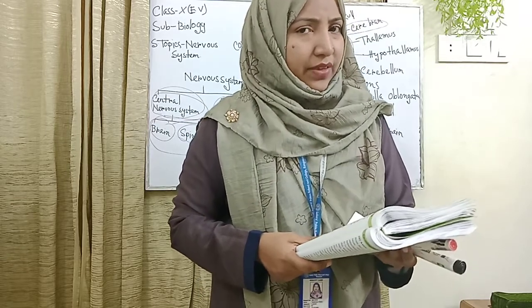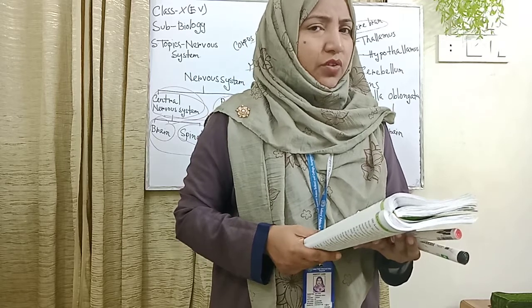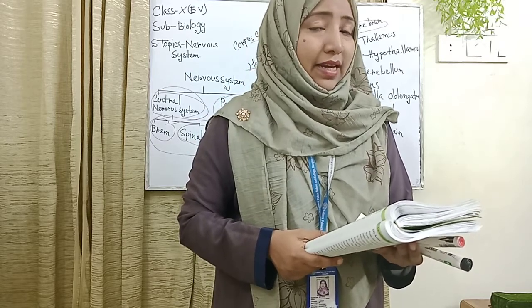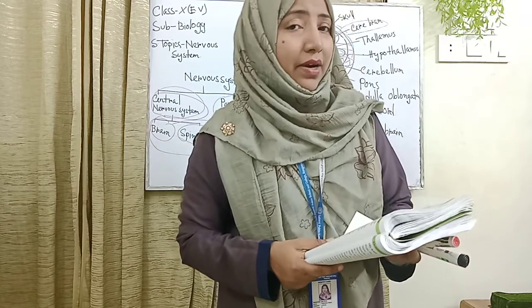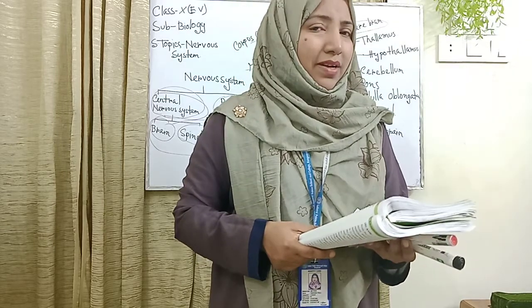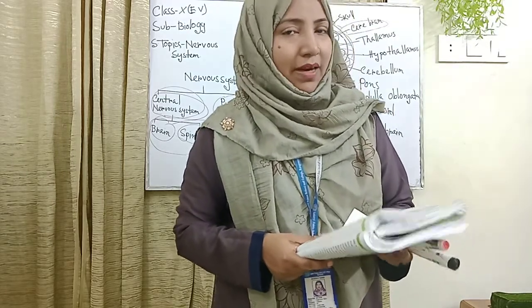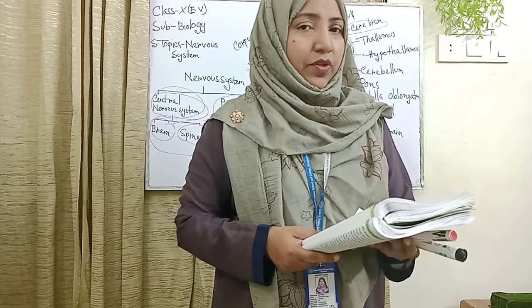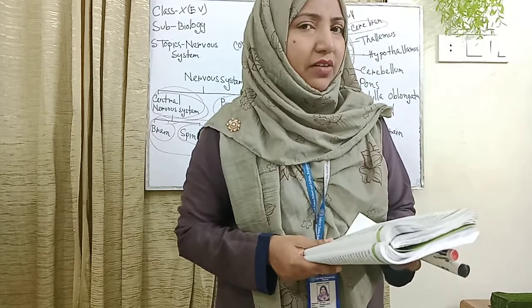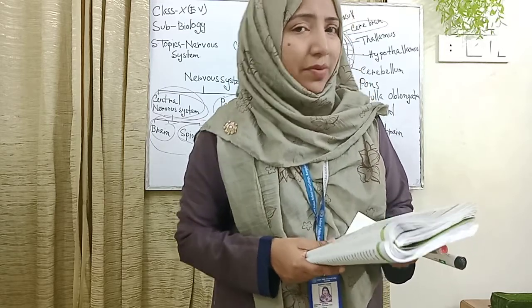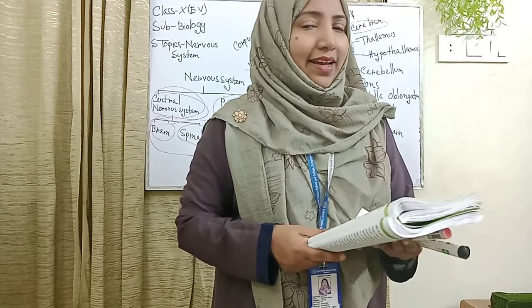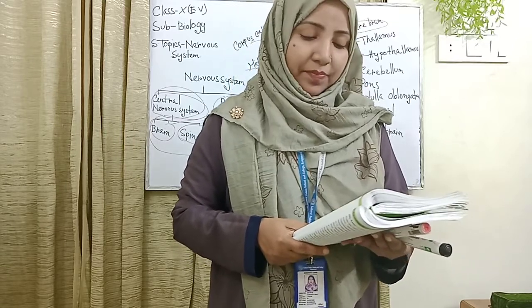Listen carefully. In the previous lecture, I explained the brain. There the grey matter is the upper layer and the white matter is the inner layer. But there is a difference in the spinal cord. In the spinal cord, the upper layer is the white matter and the inner layer is the grey matter.